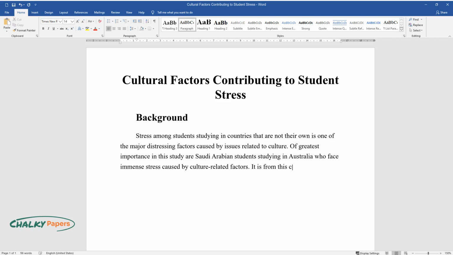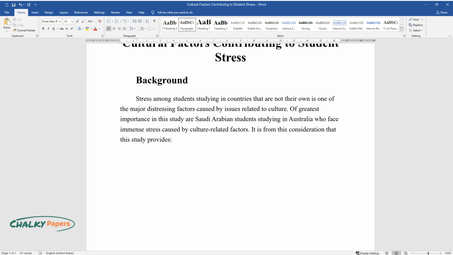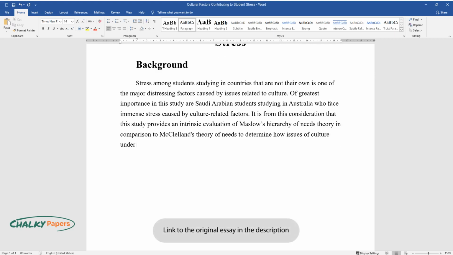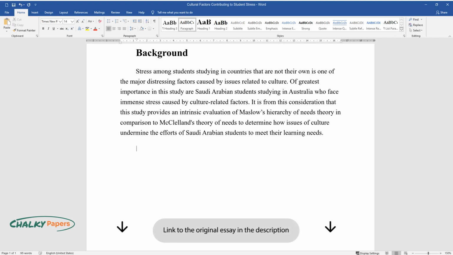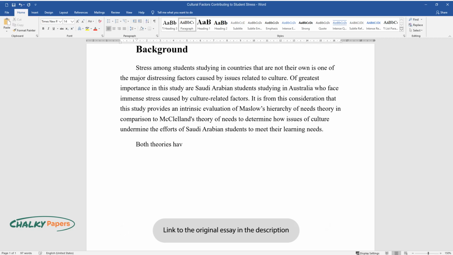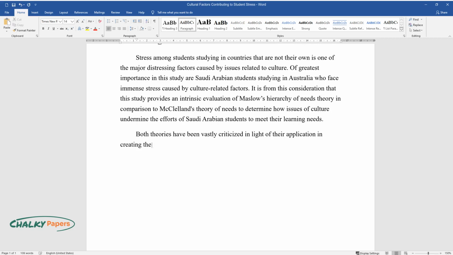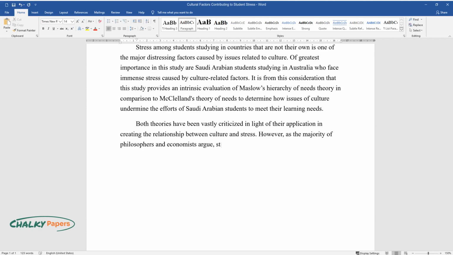factors. It is from this consideration that this study provides an intrinsic evaluation of Maslow's hierarchy of needs theory in comparison to McClelland's theory of needs to determine how issues of culture undermine the efforts of Saudi Arabian students to meet their learning needs. Both theories have been vastly criticized in light of their application in creating the relationship between culture and stress. However, as the majority of philosophers and economists argue, students' needs are hierarchical in nature.